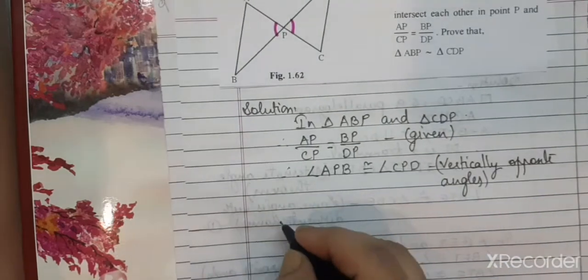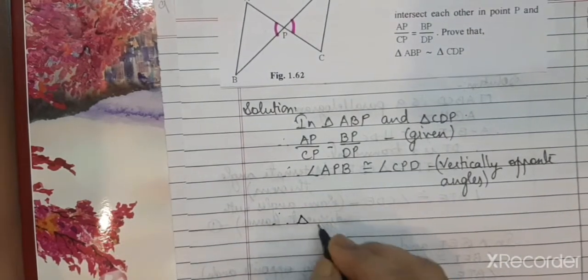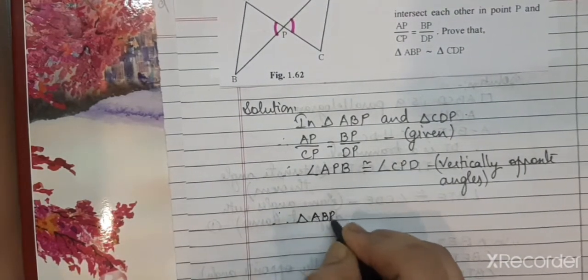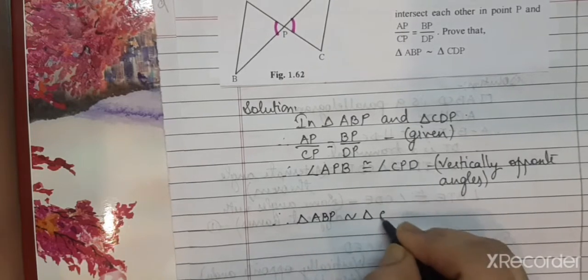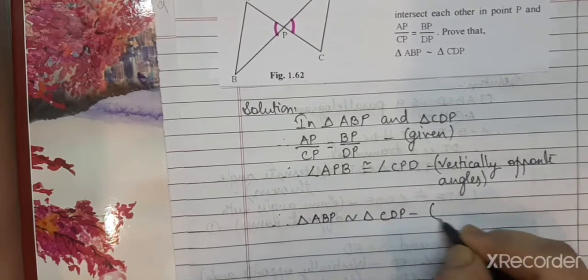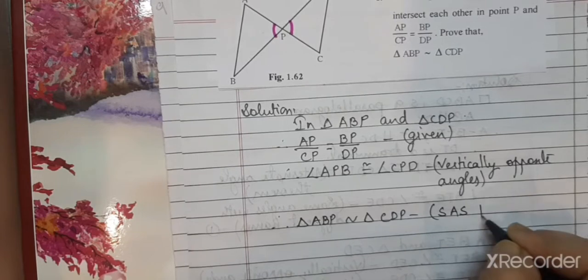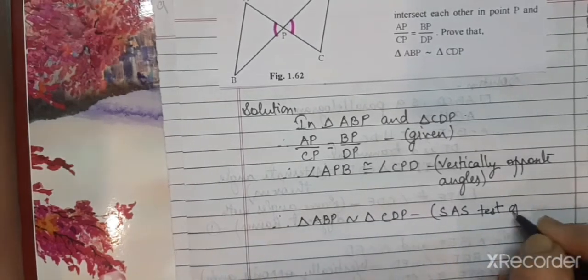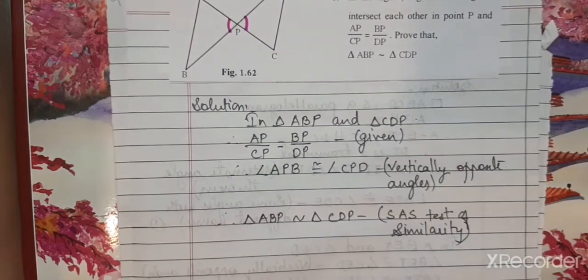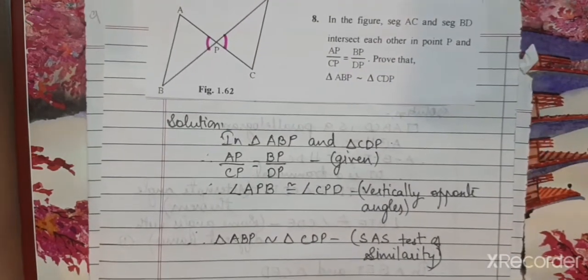Therefore, triangle ABP is similar to triangle CDP by SAS test of similarity. Okay, I hope you have understood. This was a very simple and a short sum.